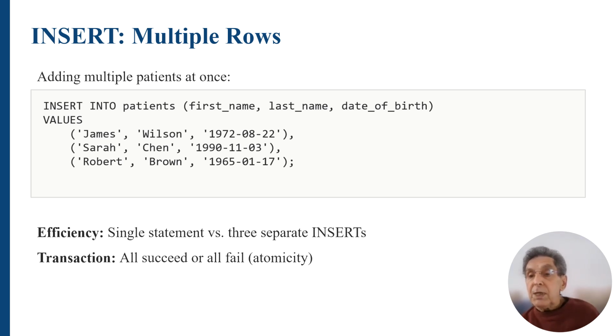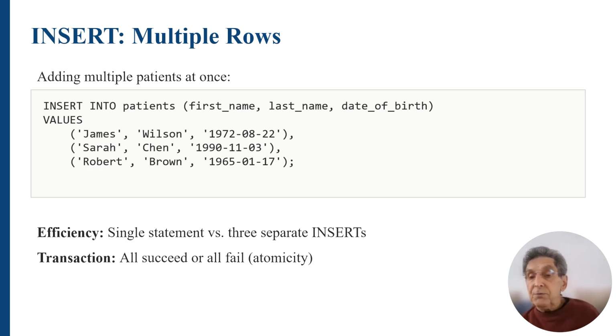Each SQL statement has some associated overhead. The database has to parse it, create an execution plan, execute it, and return the result. When you batch multiple rows into one statement, you only incur that overhead once. And there's another important concept here, atomicity. When you insert multiple rows in a single statement, remember this, either all of them succeed or none of them do. If the third row violates a constraint, the first two rows won't be inserted either. The entire operation will be rolled back.